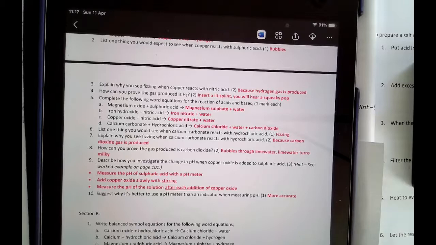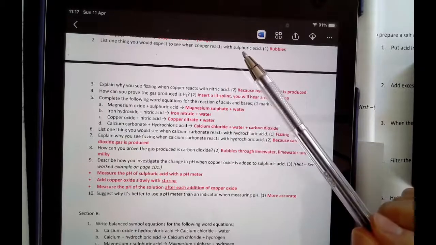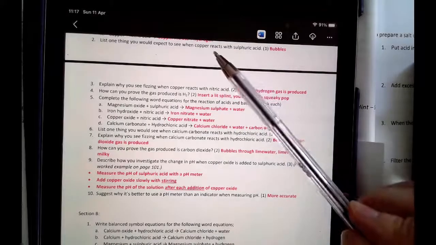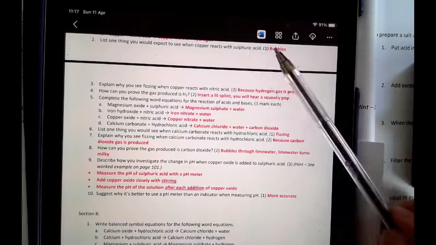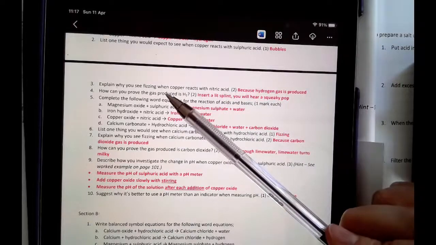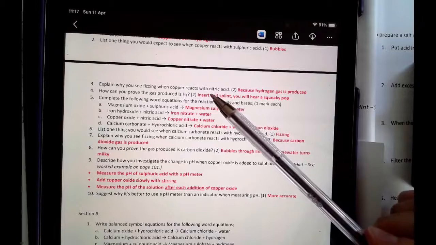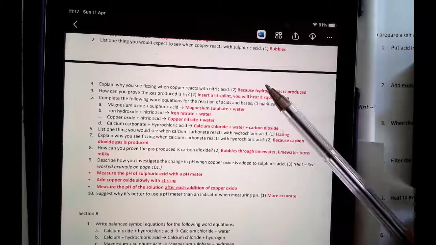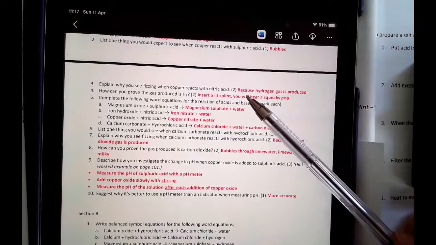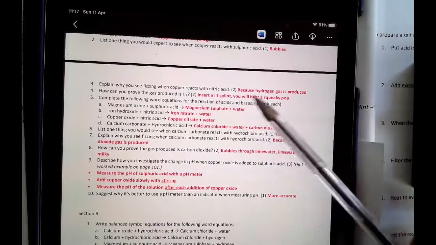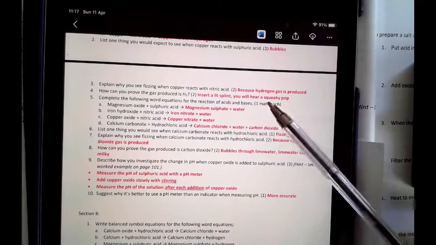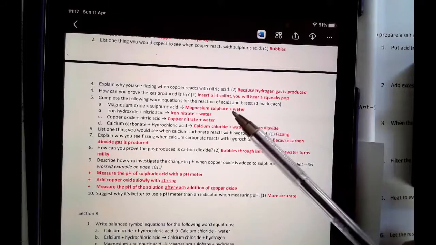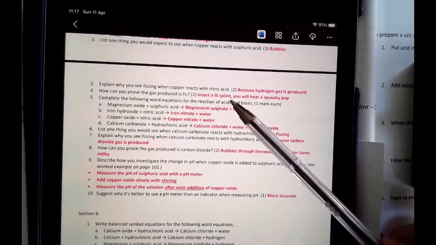The first one, what would you expect to see when copper reacts with sulfuric acid? So you've got a metal reacting with an acid, you form salt and hydrogen gas. Because you are forming hydrogen gas, you will see bubbles. Why do you see fizzing when copper reacts with a nitric acid? Similar to the question above, you see fizzing because you're producing a gas. Specifying that the gas is hydrogen gets you the second mark. How can you prove it's hydrogen? Lit splint, squeaky pop. If you don't mention the lit splint, you don't get the mark for squeaky pop. So if you just write squeaky pop, you actually get 0. You don't even get 1. You can't get the squeaky pop mark without the lit splint mark.